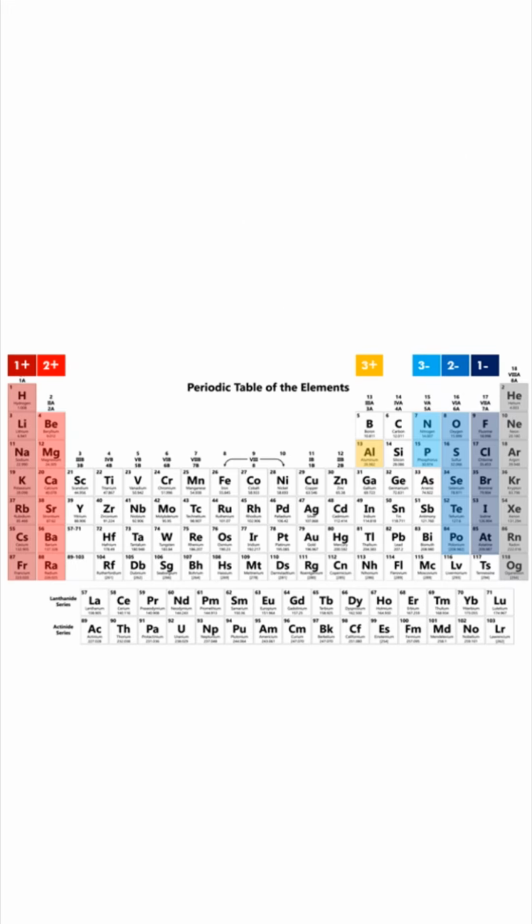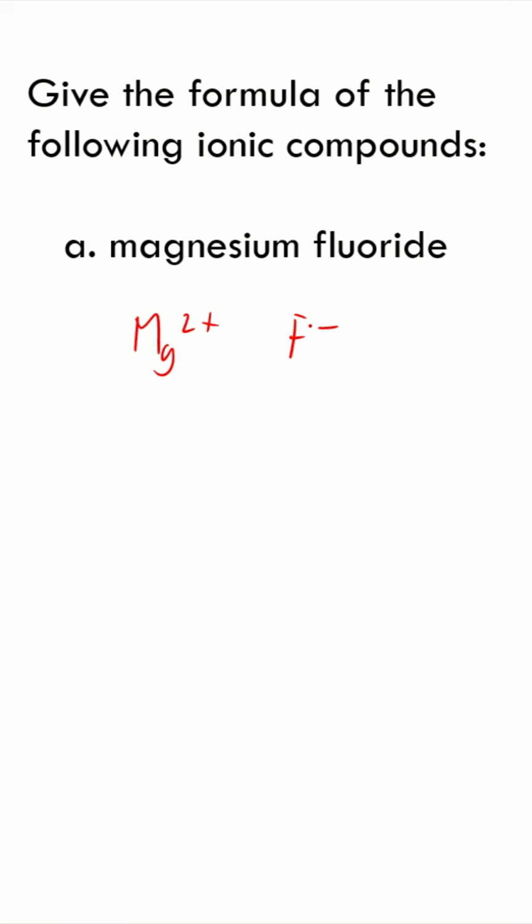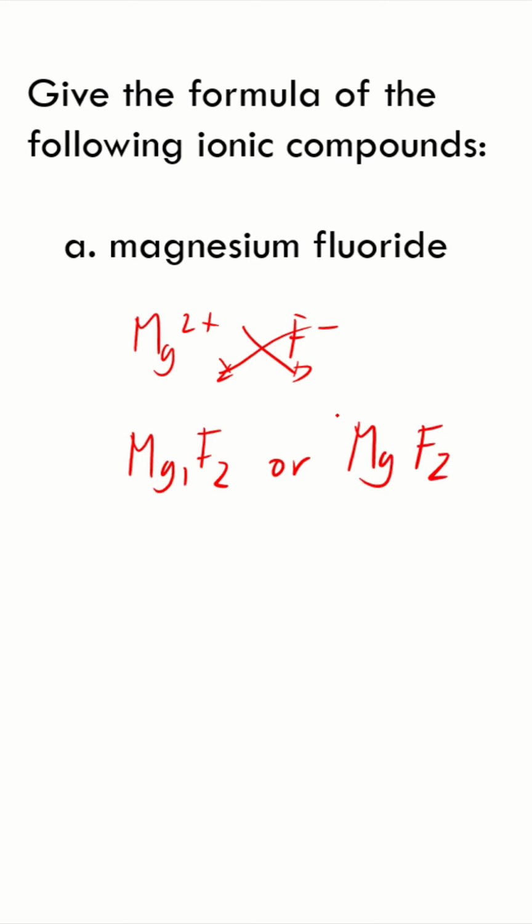To get the formula of magnesium fluoride, we need to get the common charges of magnesium and fluorine from the periodic table. Their common charges are 2+ and 1- respectively. By crossing their charges, we get the formula Mg1F2, but we don't really write ones anymore, so MgF2 is fine.